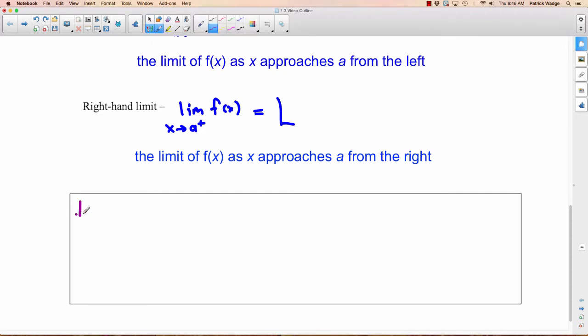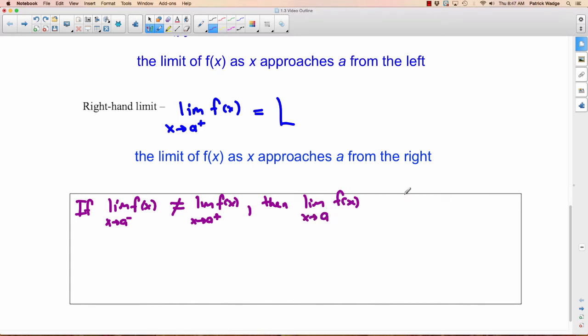We have said if the limit of a function as x approaches a from the left-hand side does not equal the limit of the same function as x approaches a from the right-hand side, then the limit of f of x as x approaches a does not exist. So that's one thing we've said.